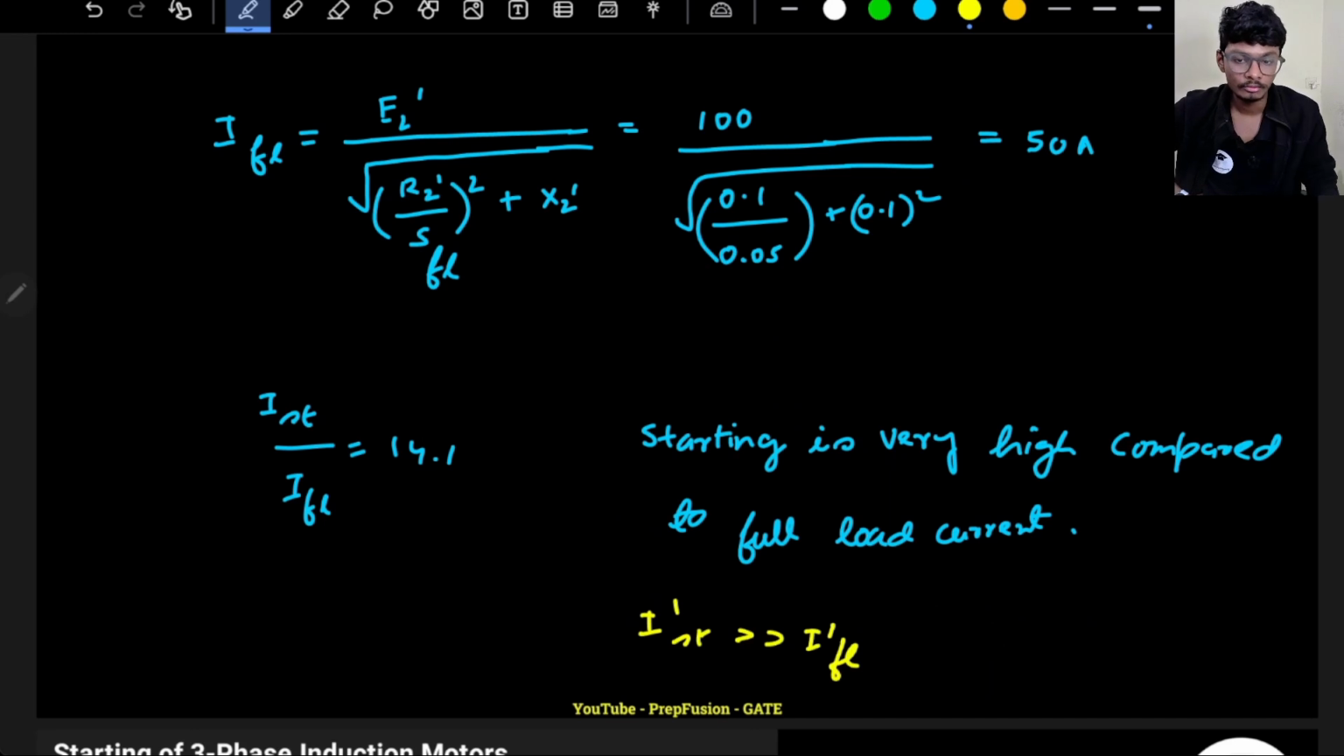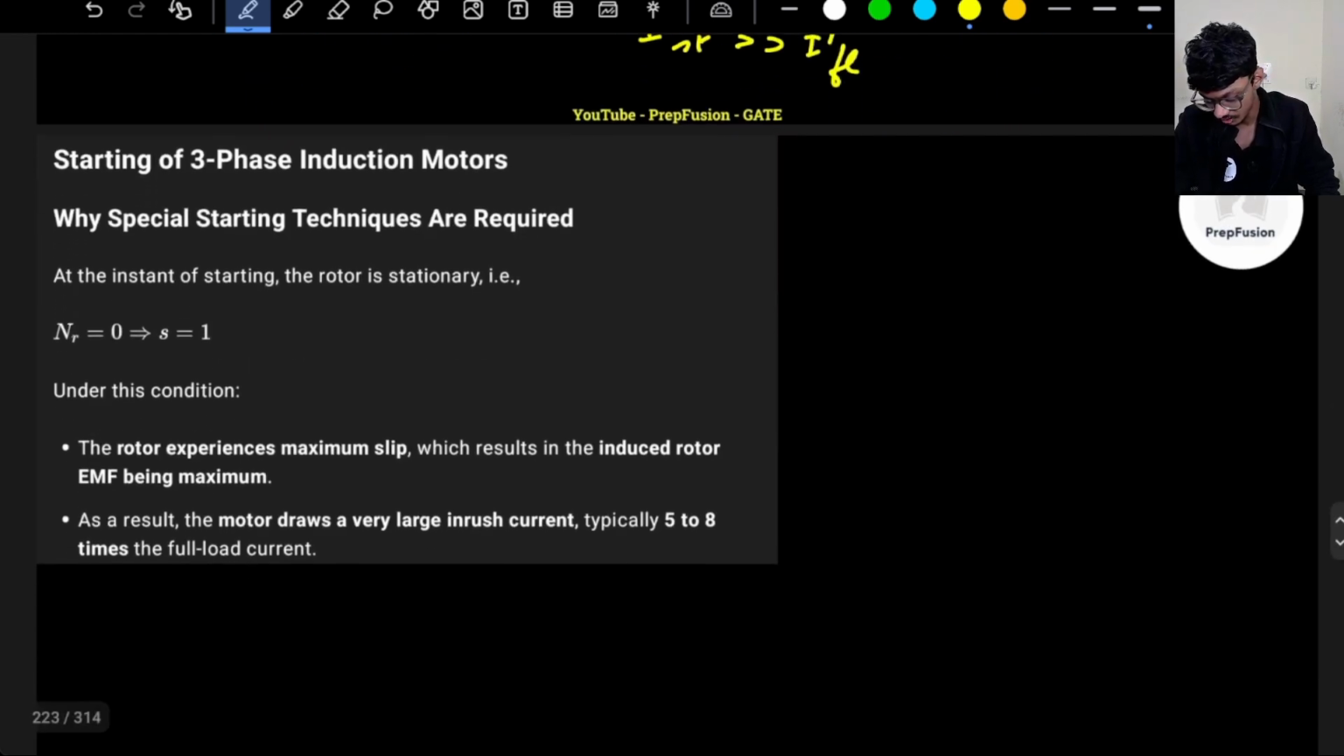So what we'll do, we will add a starter. The starter will basically limit the current, by adding a few resistances or by other means, so that huge current does not flow through the motor. Okay, so that is what is written over here.